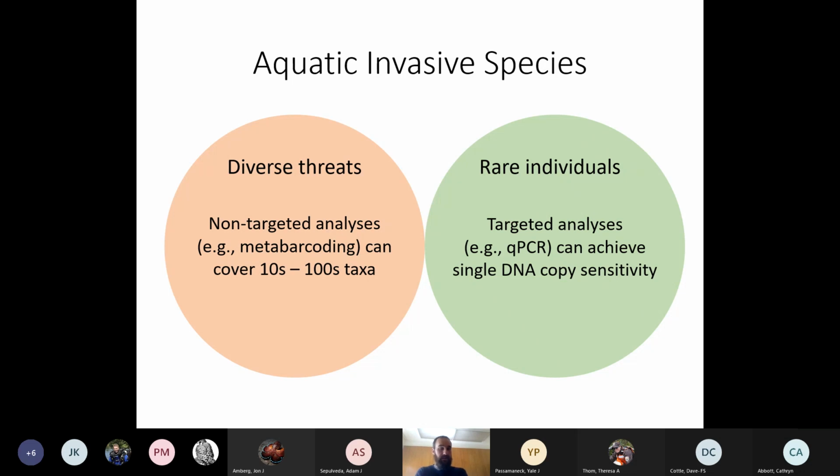What is a potential challenge is that these two tools, although they're really good for each side of this, are not universal solutions, or at least they're not optimal universal solutions. Non-targeted analyses are great at covering diverse threats. They're not the most sensitive approach for detecting rare individuals. Conversely, targeted analyses like qPCR are great at picking up rare individuals, but they're not going to be cost effective as we start to get into tens to dozens to hundreds of taxa. It's really just a one to a couple of species type tool.